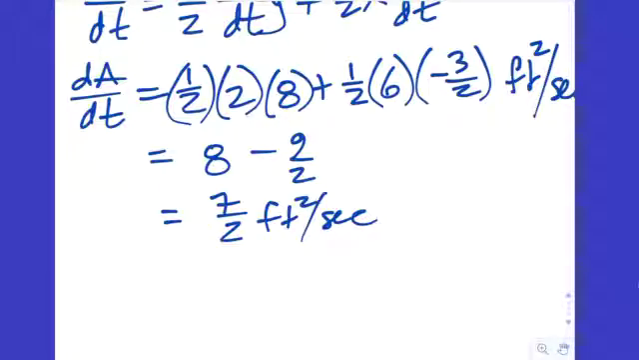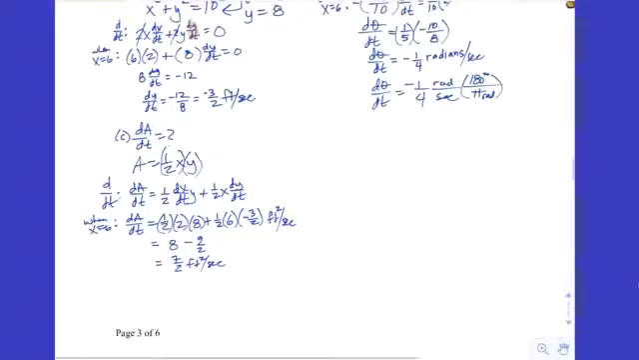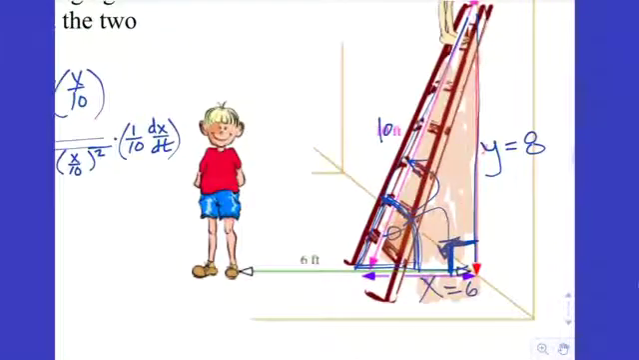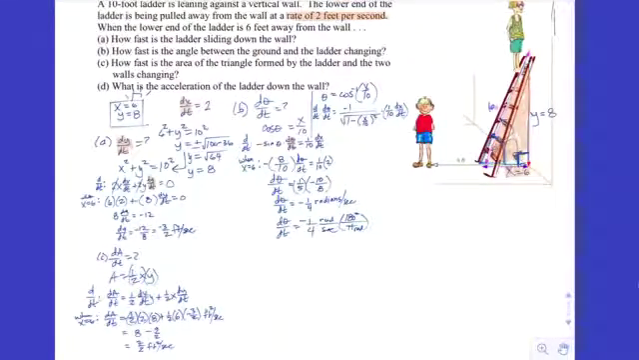So the area's rate of change is positive, which means at this moment the area is still increasing, right? We could have figured that out because it's still higher on the wall than it is pulled out from the base of the wall. Once those get equal, then it should start decreasing after that. So we're still at the part where the area is increasing.